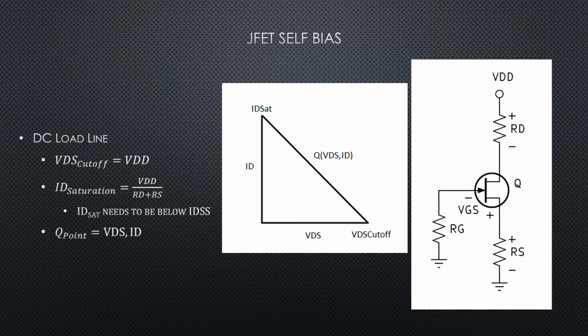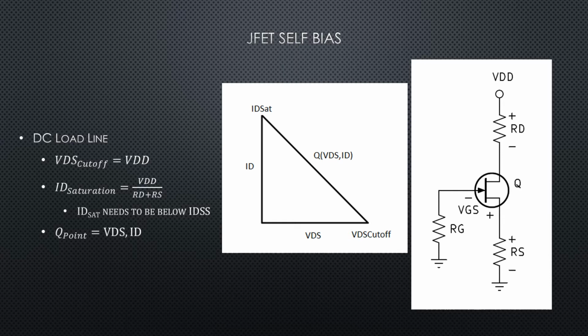So as always, we need to check our biasing circuit at the very end by developing a DC load line. And for this circuit, if we treat the transistor as an open switch, that would be our VDS cutoff. And if it's an open switch in series with these other two resistors, we would expect to see all of VDD as our cutoff voltage. And if it was a closed switch, that would be our saturation current. And if it was a closed switch, we'd expect all of the VDD voltage to be dropped across RD and RS, and that would determine our max current.